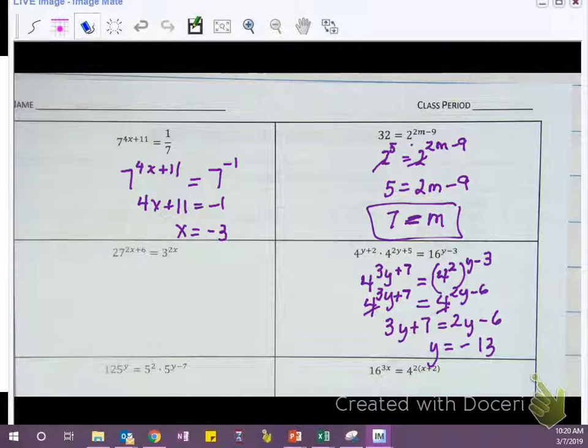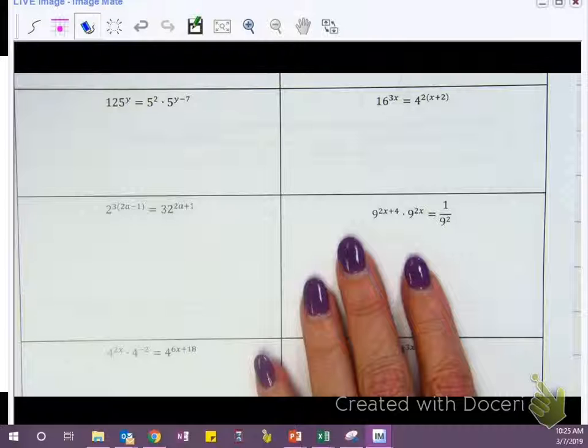Are there any others? Yep, I want to look at one more together. Does everybody have, no, still copying this? Okay. So we're going, I always do that.